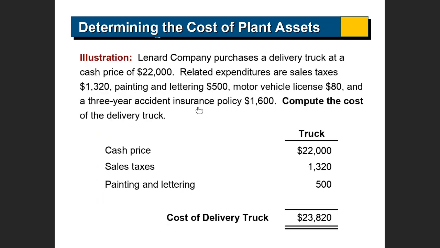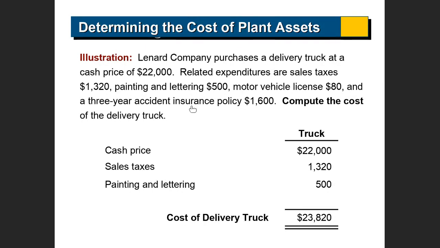Okay, let's take a look at an example. This company purchased a delivery truck for $22,000. Sales tax $1,320, painting and lettering $500. So, you know, painting the door or the side of the truck with the company name, logo, etc. Motor vehicle license $80. The motor vehicle license is the annual registration of the truck, $80.